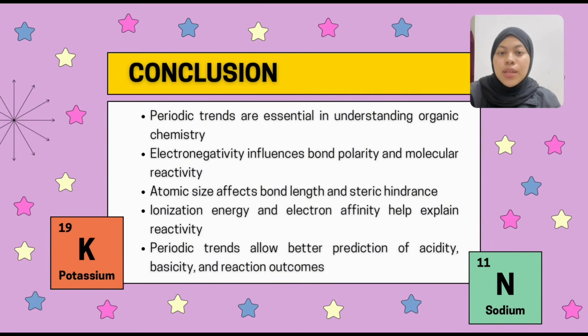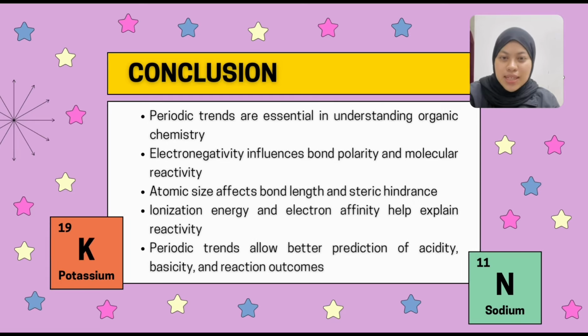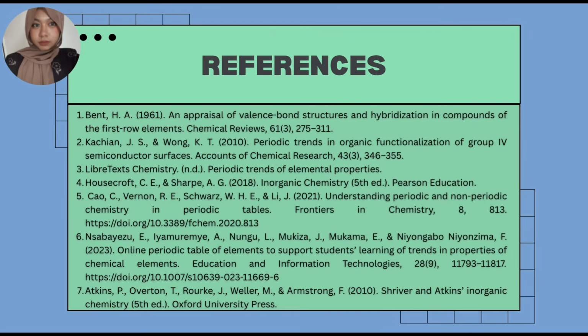Overall, by looking at these periodic trends, we can better predict acidity, basicity, molecular reactivity, and the outcome of organic reactions. So, periodic trends are not just theory, they are practical tools that make organic chemistry easier to understand and more predictable. This brings us to the end of our presentation.